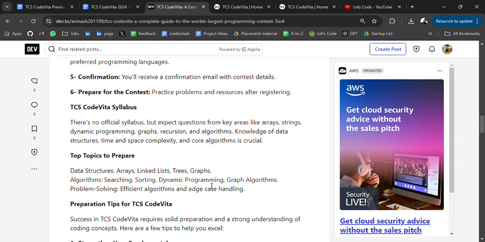So the top topics to prepare are from data structures, like array, linked list, tree, graph. From algorithms, you have to be good in searching, sorting, dynamic programming, graph algorithms.